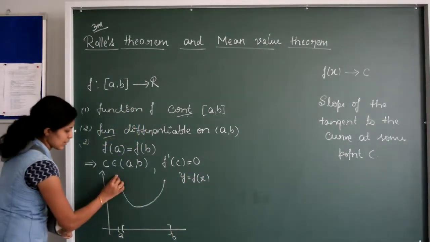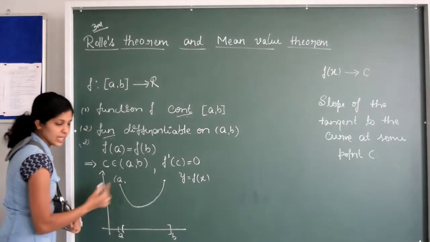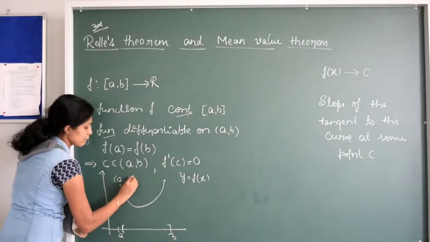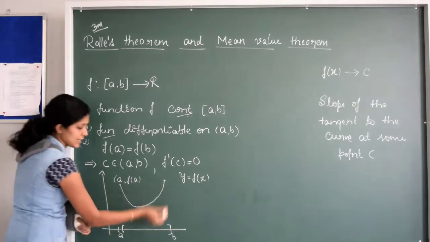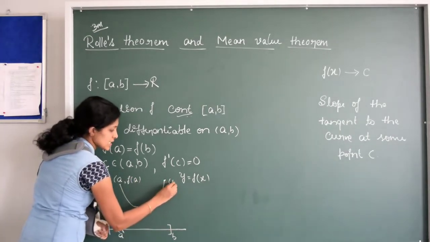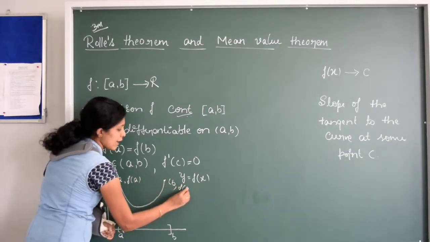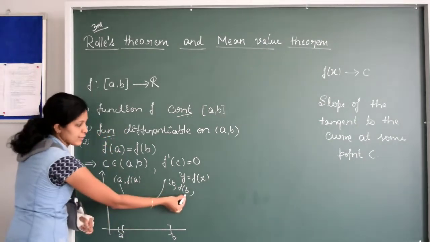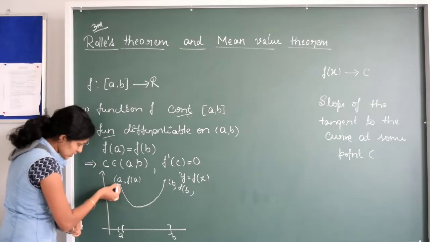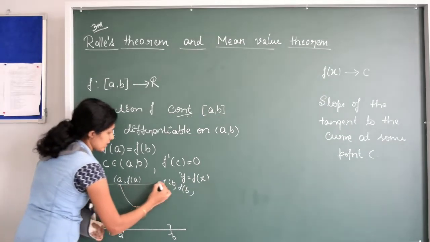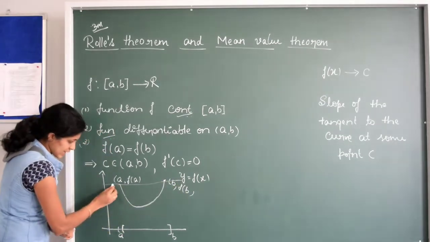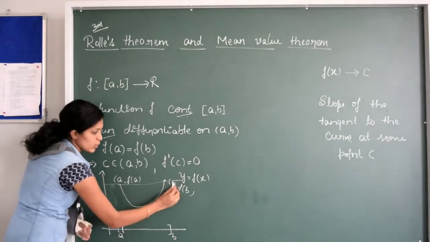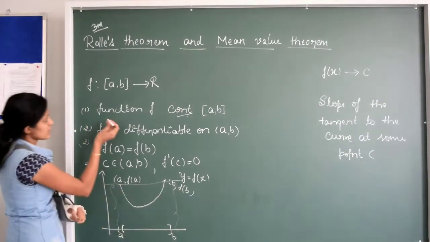Now the x coordinate will be a, so the y coordinate will be f of a. Is it clear? And here the x coordinate is b, so the y coordinate will be f of b. Now we can observe here the value of f of a and f of b are equal. Right? So this is the value. Now if I draw like this, the value on the y-axis f of a is equal to f of b.